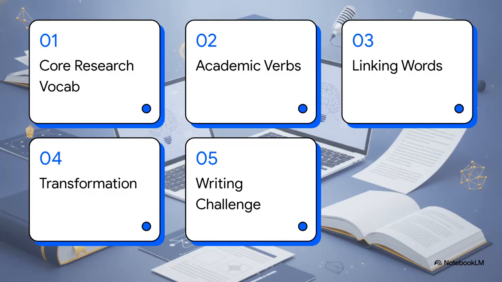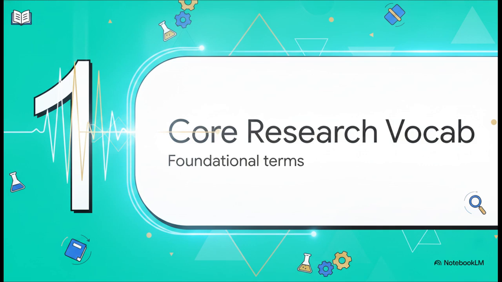So here's our roadmap for this explainer. 1. Core research vocabulary. 2. Essential academic verbs. 3. Linking words. 4. Transformation practice. And 5. The writing challenge. Let's kick things off with Section 1, Core Research Vocabulary.